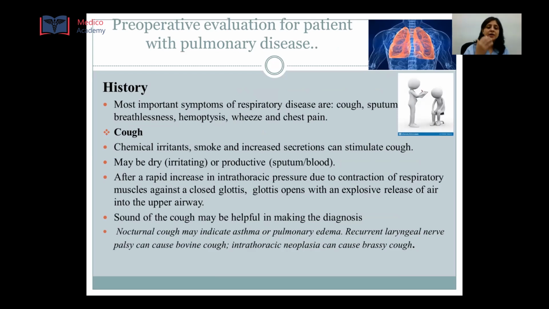Cough, what is cough? After there is a rapid increase in the intrathoracic pressure because of the contraction of respiratory muscles against a closed glottis, the glottis opens with an explosive release of air into the upper airway. And this is what cough is. It can be stimulated by chemical irritants, smoke, increased secretions. It can be dry or it can be productive, either with sputum or with blood.